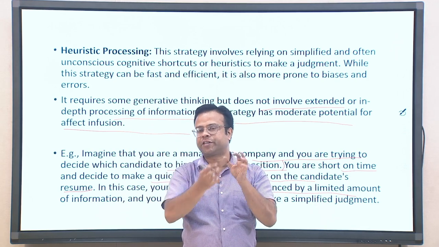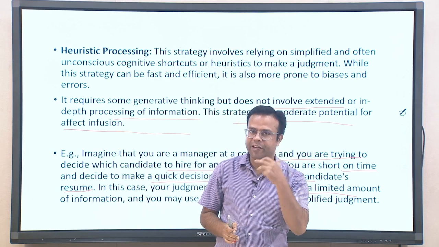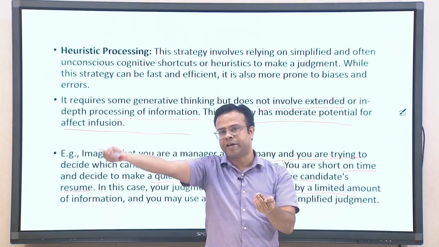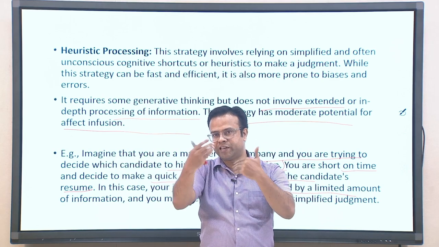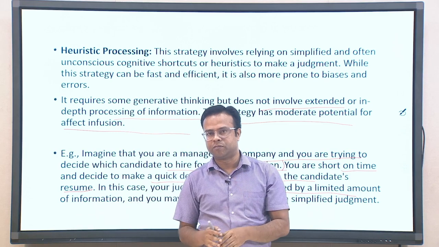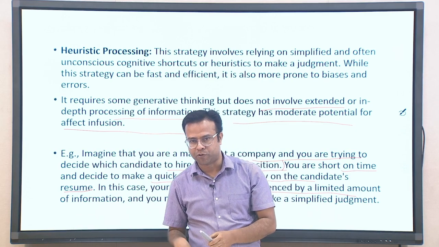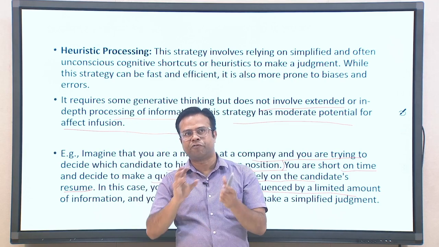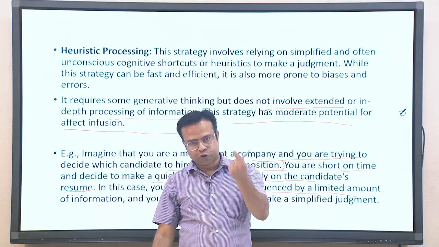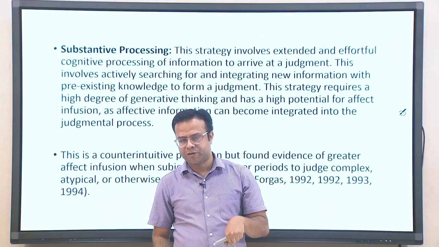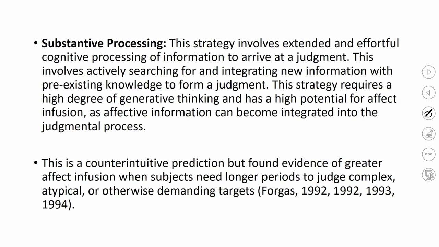So, some emotional aspects can impact here in making a quick decision. You will see some things and it may stimulate some emotions, and based on that you will make some evaluation. So, if on seeing the resume some positive emotions are stimulated, you will probably make a positive judgment about that person. So, like that in the heuristic, when you take shortcut decisions based on few information available, emotion can influence those decisions. The last one is substantial processing, which is more elaborate processing.